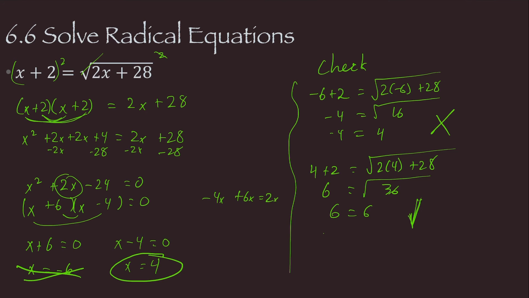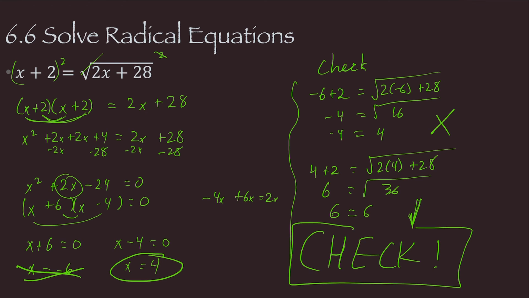So that means you need to check your answers, because we might end up with these extraneous, is how we describe them, extraneous solutions. The negative 6 is extraneous. The 4 is the correct answer and the only correct answer.